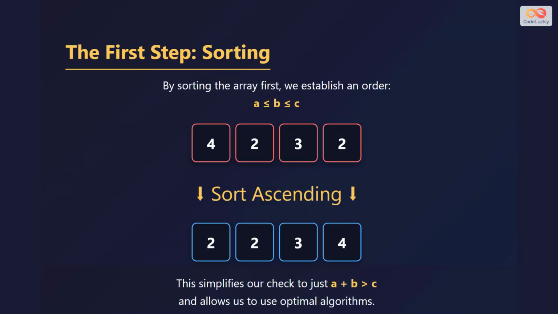To optimize this, our first step should always be sorting the array. By sorting the array in ascending order, we establish a relationship between the elements. As we discussed earlier, this simplifies our mathematical check to just A plus B is greater than C, and it opens the door for much faster algorithms like the two-pointer method.